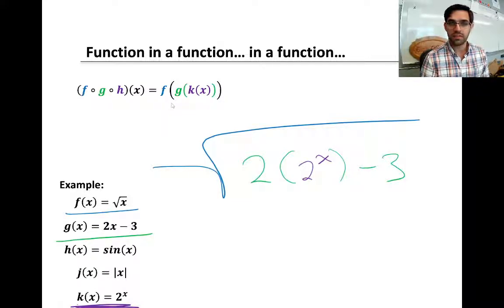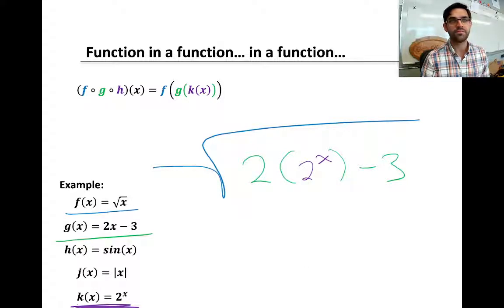Another way to write that with less brackets, or actually the same amount of brackets, no, it's less, is like this: f of g of h, as in h goes inside of g, and then that goes inside of f. Given our examples from before, if we put 2 to the power of x in place of the x on the g function, because k goes inside of g, we'd have 2 times 2 to the power of x minus 3, and we'll take that and put it inside of the f function. So the square root of 2 times 2 to the power of x minus 3.